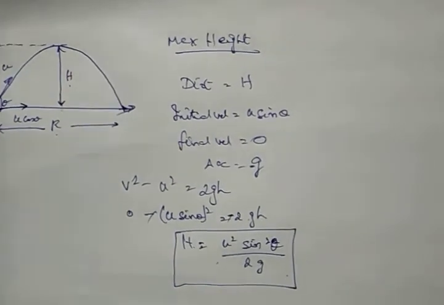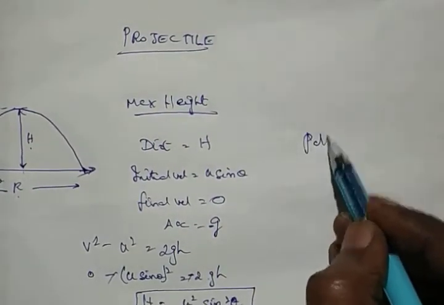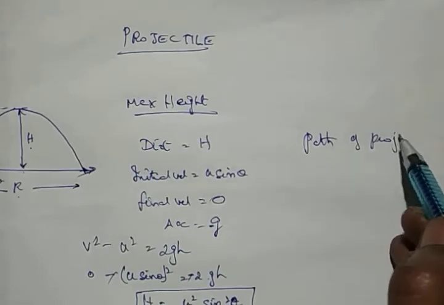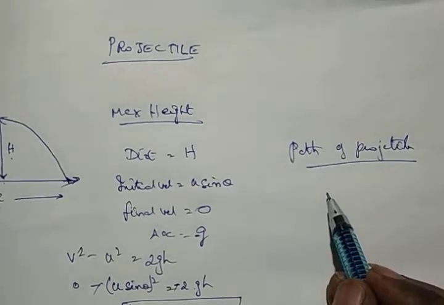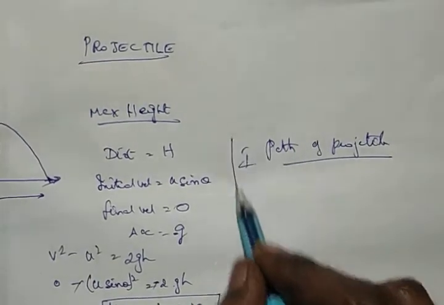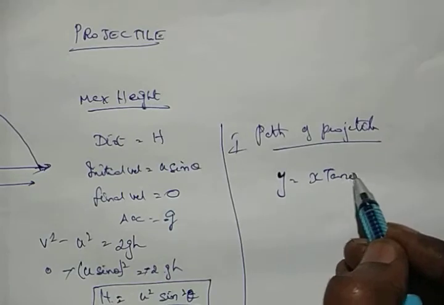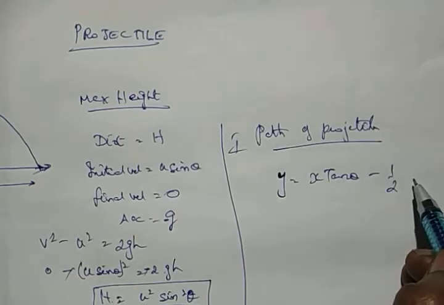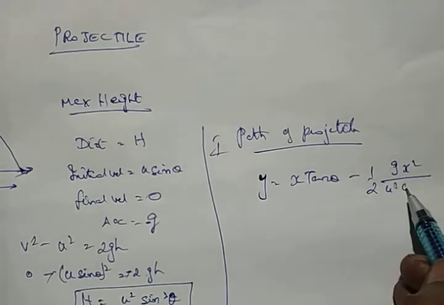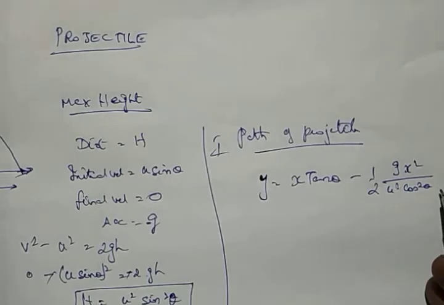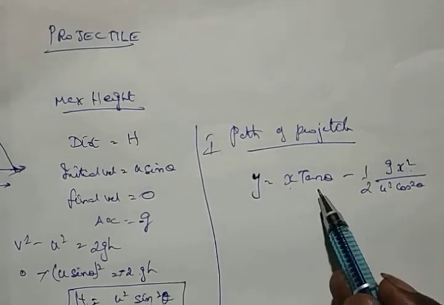So let us totally wrap up the whole thing. So we have seen the path of a projectile. What is the formula for the path of the projectile? It should all be in your tips. You should definitely memorize all the formulas. So the first one is the path of the projectile. I'm just trying to finally wrap up all of them. So y is equal to x tan theta minus half into g x square upon u square cos square theta. So this is the equation here. The terms x and x square say it is a parabola.